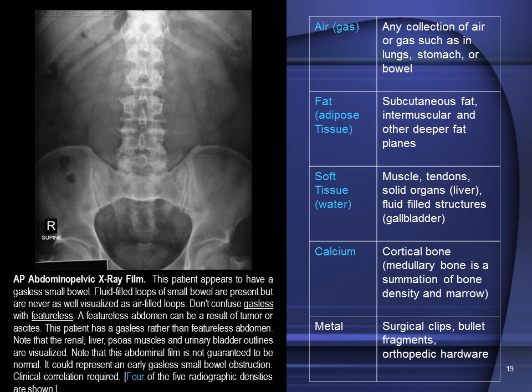And then we have calcium, the calcium that we find in cortical bone. That's why we can see the vertebral column, the sacrum, the ilium, or part of the pelvic bone here. See the proximal femurs bilaterally. So these are 4 of the 5 radiographic densities.